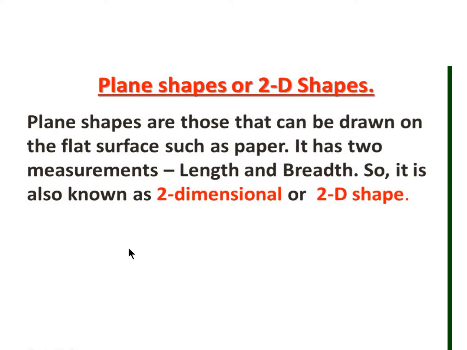So those shapes which we draw on a flat surface, for example on paper, have only two measurements. What are those measurements? Length and breadth. That's why they are called 2D shapes.